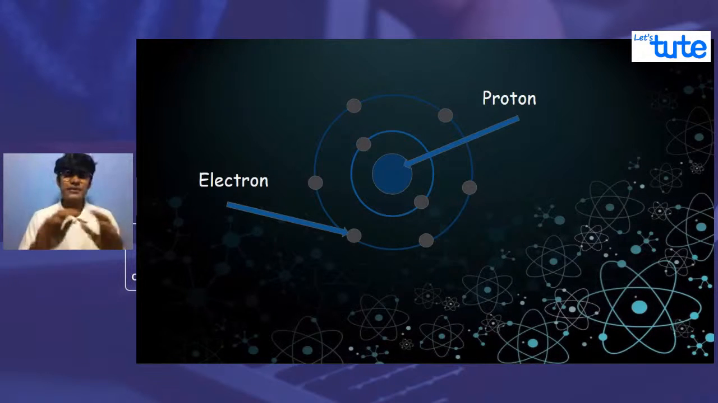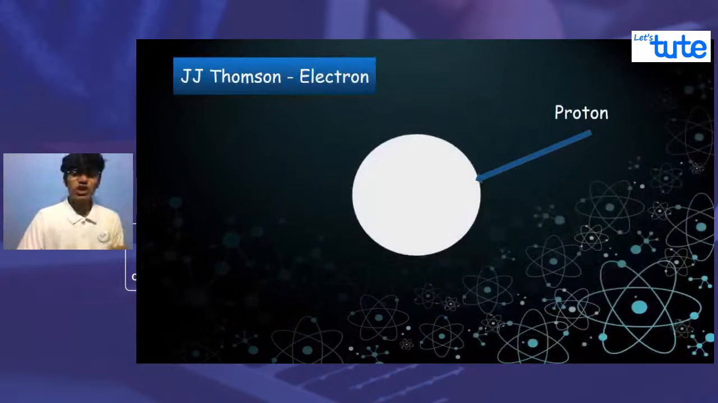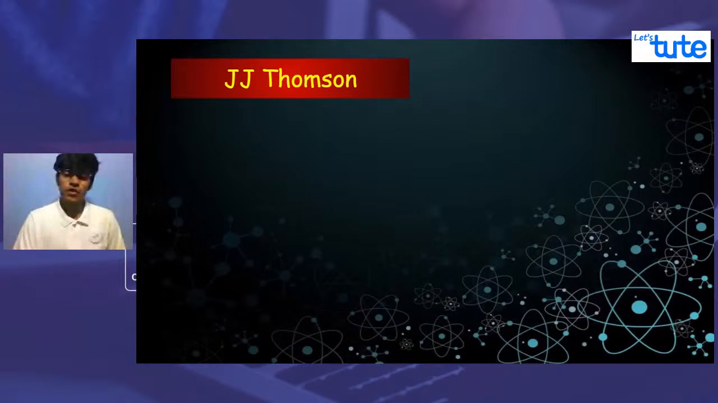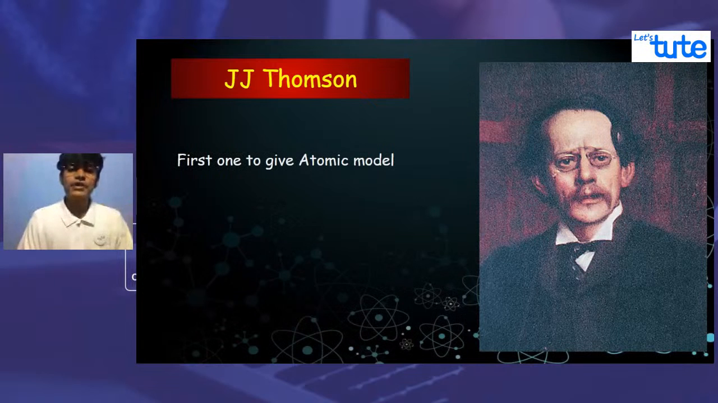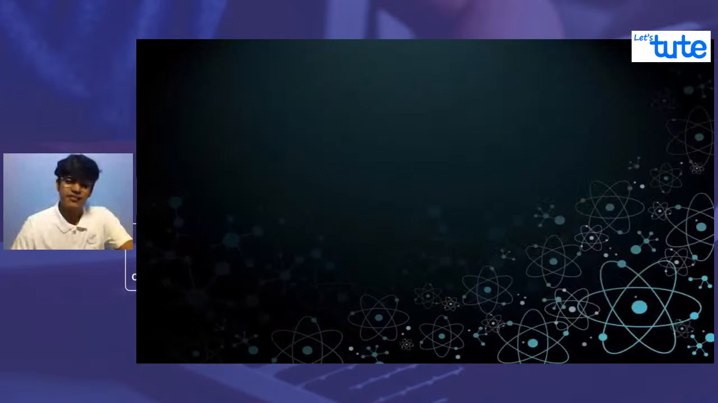So before concluding, let me just go through everything we have completed till now. Structure of atoms: we used to understand that atoms are neutral, but after the discovery of charged particles, we found that there are certain charges inside atoms. So what was the position of these charges inside the atom? J.J. Thomson was the first one to give an atomic structure, and he even received a Nobel Prize because of the discovery of the electron.